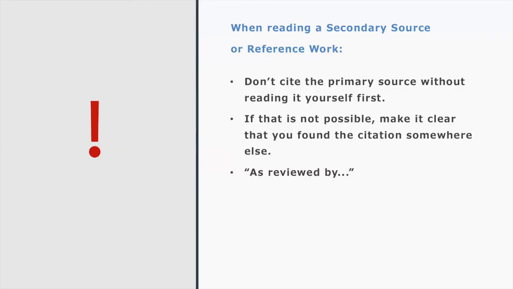Here's an important tip. If you're reading a secondary source or a reference book and it cites a primary source, don't cite the primary source directly without reading it yourself first. If that's not possible, then say "as reviewed by" and make sure to list the secondary source in the body of your text.